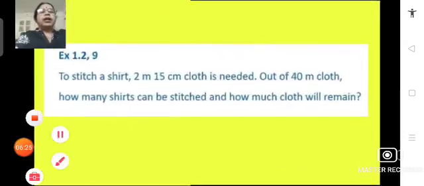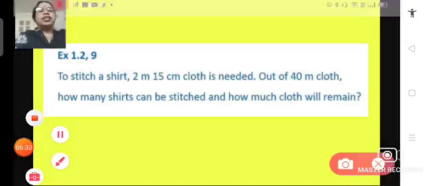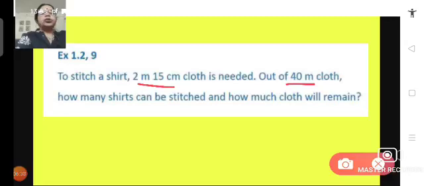Problem number 9, exercise 1.2. To stitch a shirt, 2 meter 15 centimeter cloth is needed. Out of 40 meter cloth, how many shirts can be stitched and how much cloth will remain? So there are two parts of this answer. First we have to find out how many shirts can be stitched out of 40 meter cloth and how much cloth will be remaining. So how much cloth is needed for making one shirt? It is 2 meters 15 centimeters.